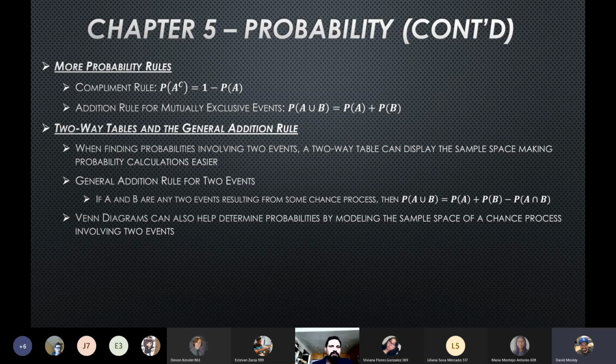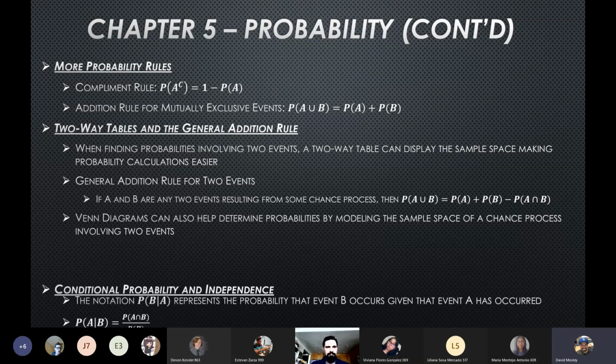Venn diagrams can also help determine probabilities in modeling the sample space of a chance process involving two events. And again, a Venn diagram is like two intersecting circles, so we can actually show the events that are not in the intersection, the events in the intersection, and then other events that aren't part of either of those things within a sample space visually.